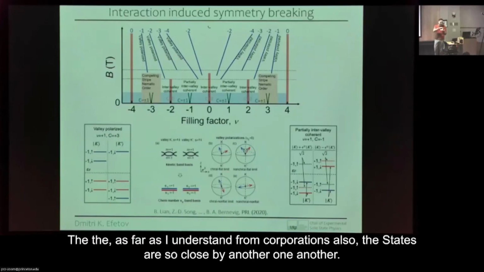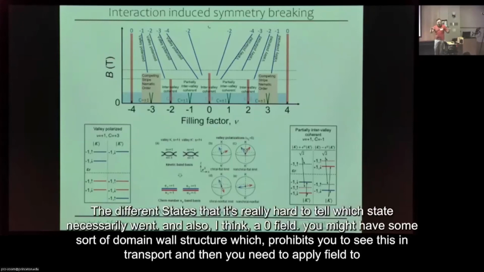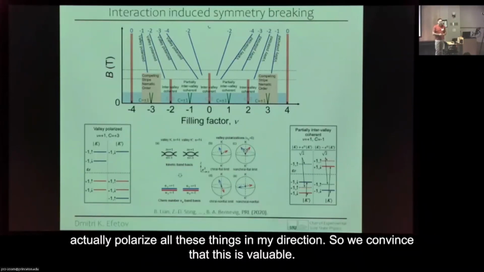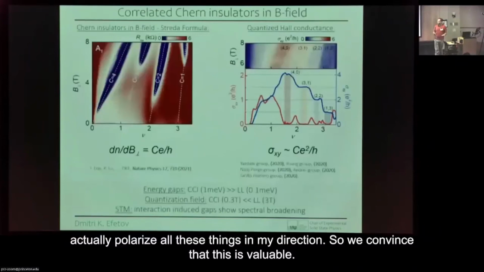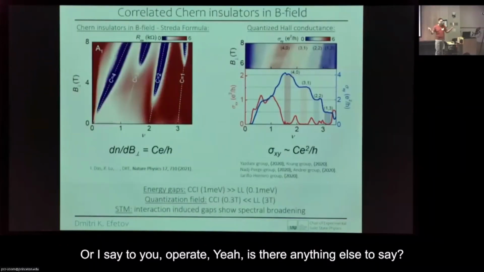As far as I understand from calculations, the different possible states are so close to one another that it's really hard to tell which state necessarily wins. And also, I think at zero field, you might have some sort of domain wall structure, which prohibits you from seeing this in transport, and then you need to apply a field to polarize all these things in one direction. But in high magnetic field, it should be very polarized. I think we're convinced that this is a very polarized state in field, right?